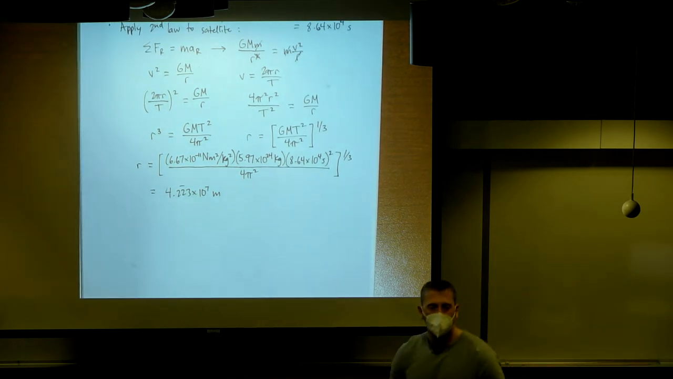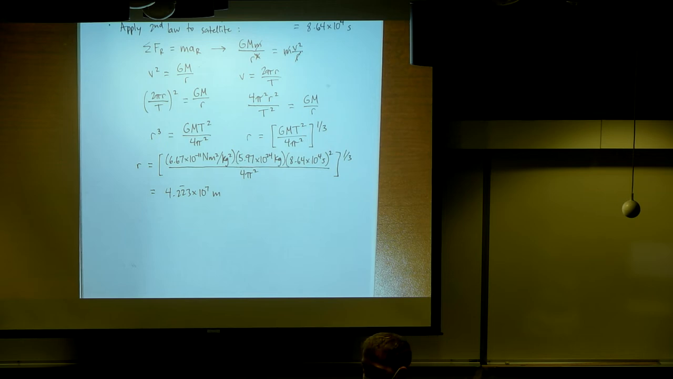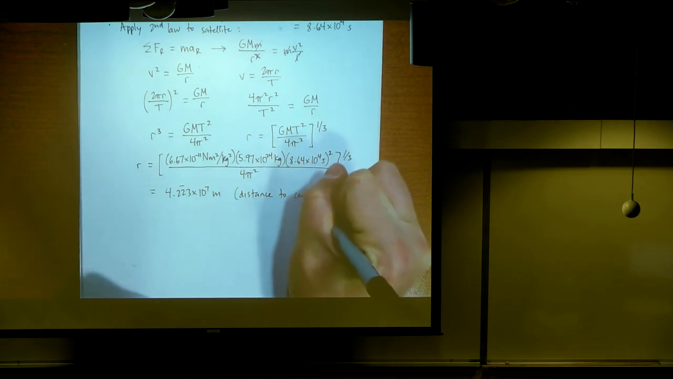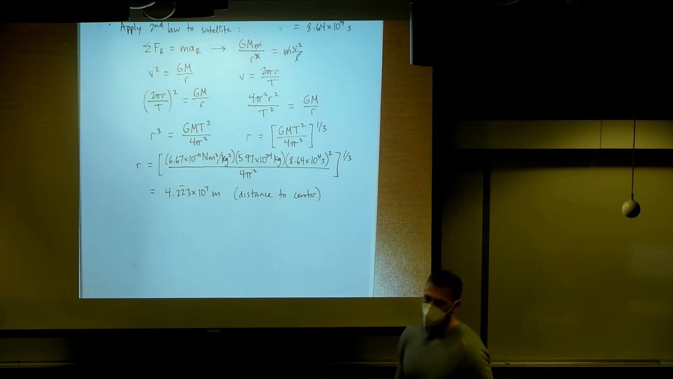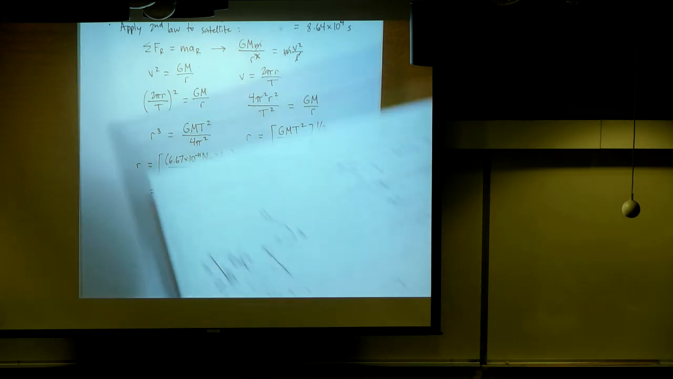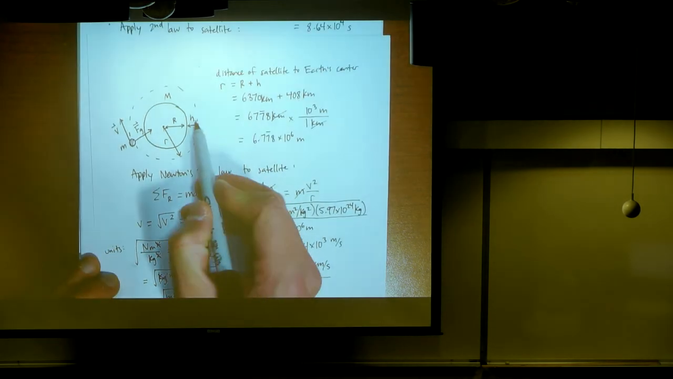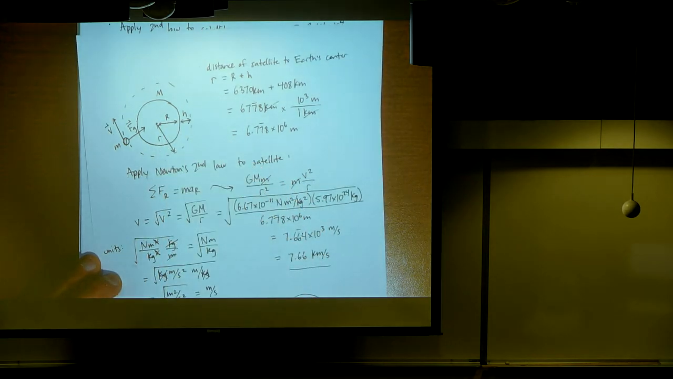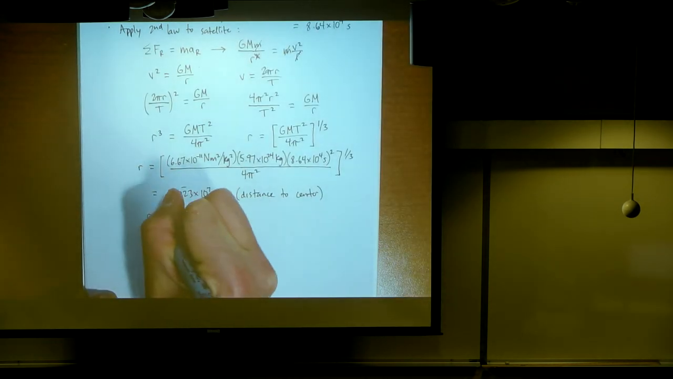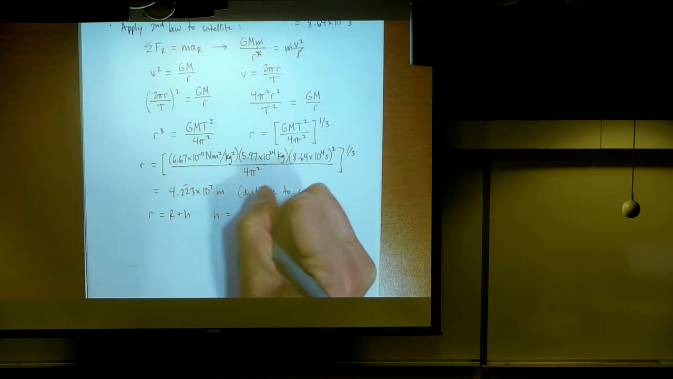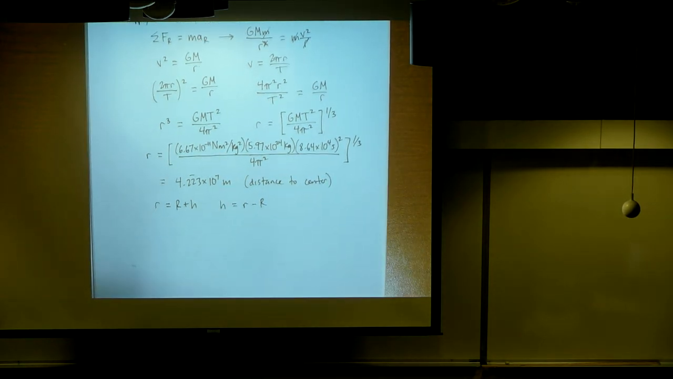But let's be careful. What I just found there, that's the distance between your satellite and the center of the Earth, okay? That's distance to the center of the Earth. It's not what we want, okay? We want the distance above the surface of the Earth. So remember how this goes from the work we did in the last problem, right? The height above the surface plus the radius of the Earth equals your distance to the center, right? In other words, little r, which is what we just found, is big R, the radius of the Earth, plus your height above the surface, h. So h is little r minus big R, like this. Okay?